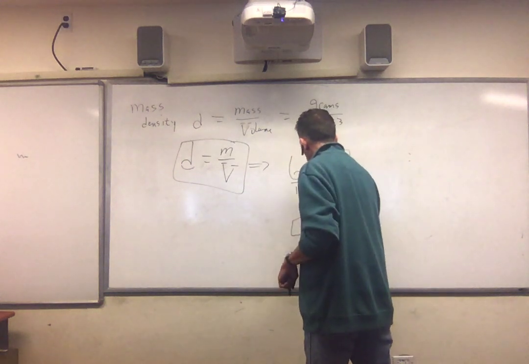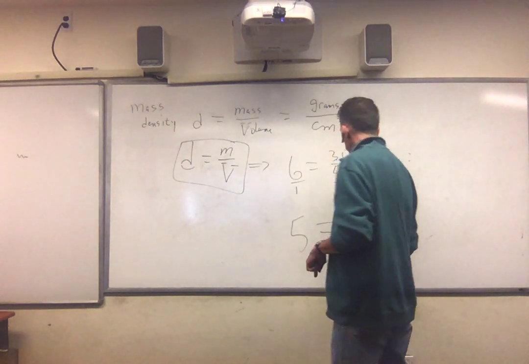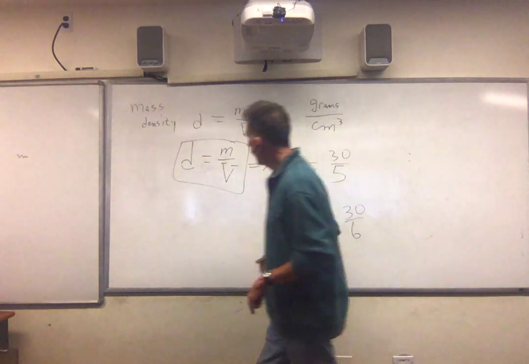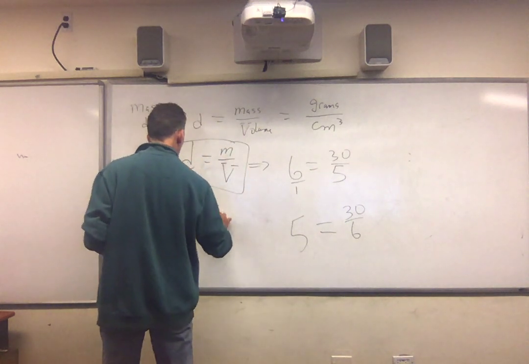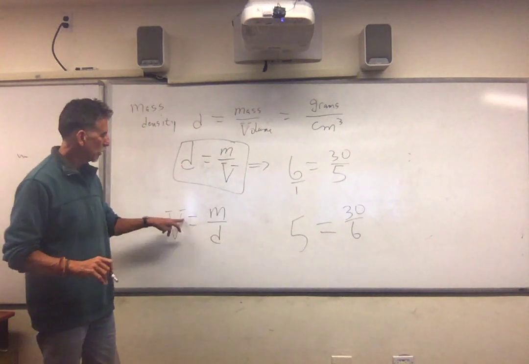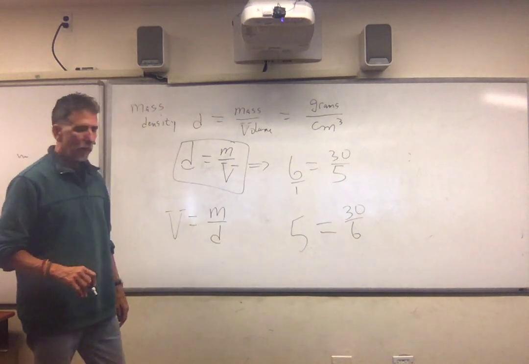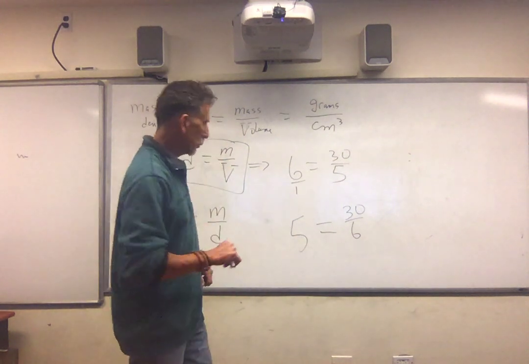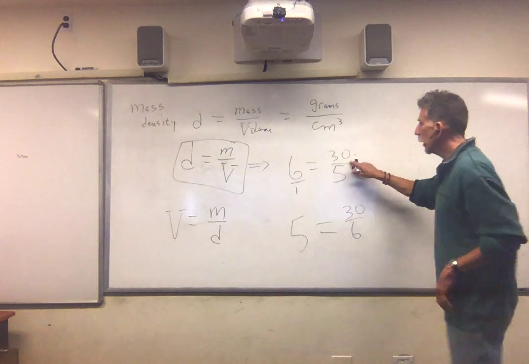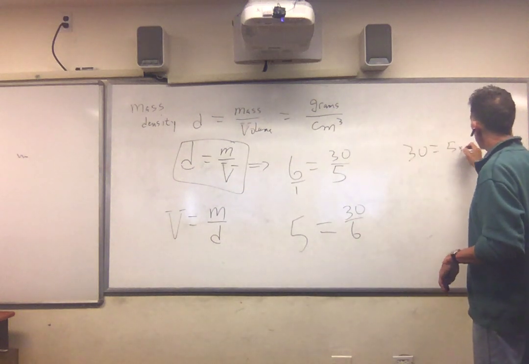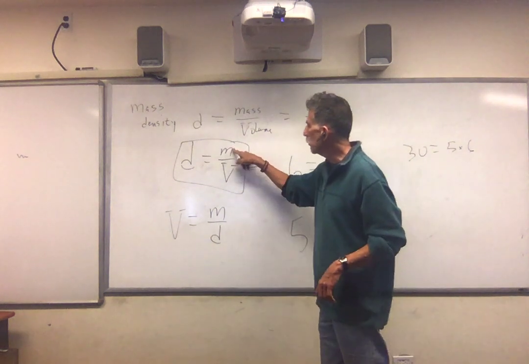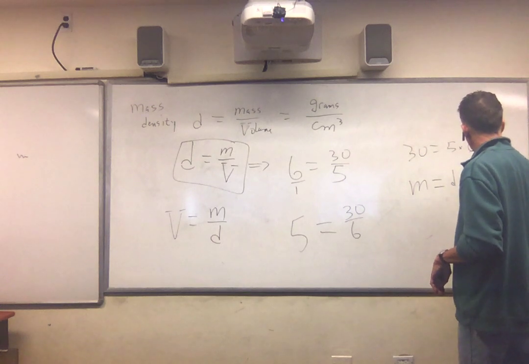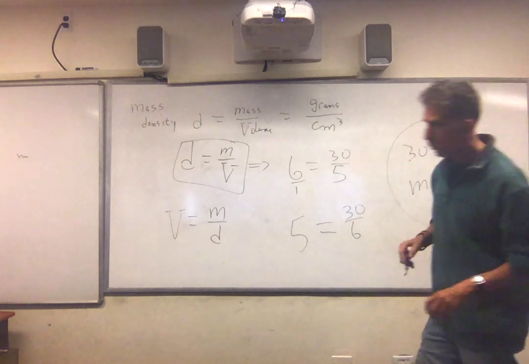You would also say that 5 is 30 divided by 6. So what did I do? I put the V there and the D there. So we solved for volume: M over D. Does everybody see what I've done? It's the same exact thing. And sometimes on an exam or a quiz, you might want to put in numbers so you get your algebra straight. And certainly 30 is 5 times 6. So that's saying M is just D times V. It's all the same, all the same.